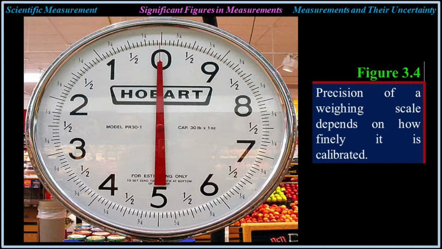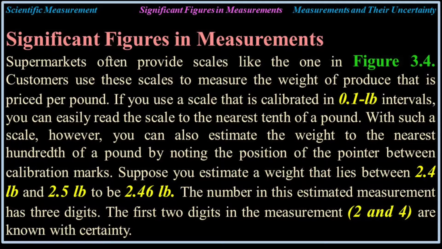Figure 3.3, precision of a weighing scale depends on how finely it is calibrated. This is a produce scale, and Hobart is a very big name in the United States. I don't know where they're made, but it's a very common company. Significant figures in measurements. Supermarkets often provide scales like the one in figure 3.4. Customers use these scales to weigh produce that is priced per pound. If you use a scale that is calibrated in 0.1 pound intervals, you can easily read the scale to the nearest tenth of a pound.